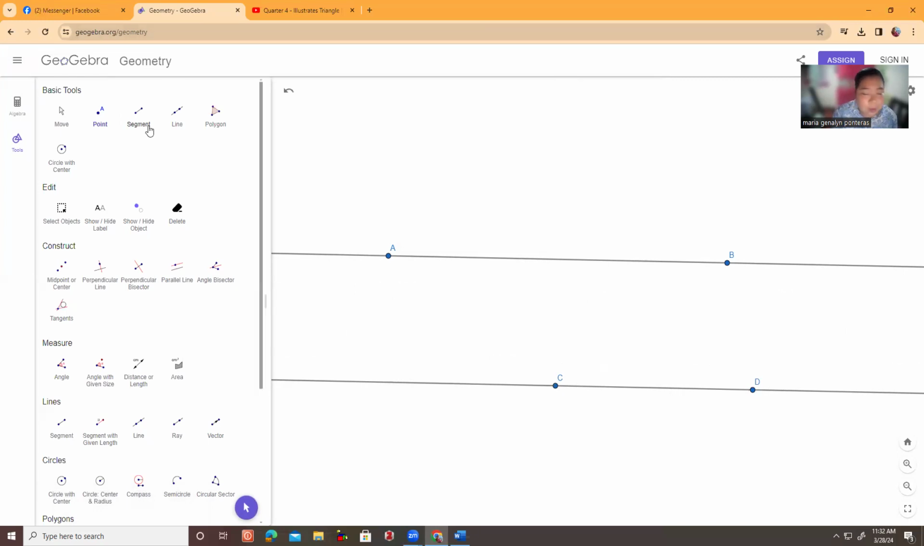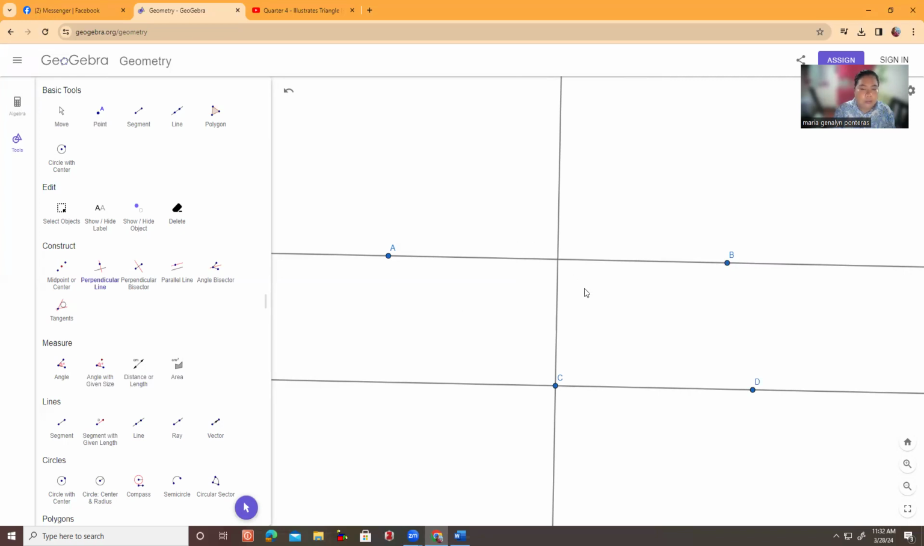And the transversal is perpendicular. Let's combine the one. So we want a perpendicular line. To make a perpendicular line, we select a point and select the perpendicular line tool. Okay, and you want your transversal here. So let's say here. How many angles do we have here? We have here 8 angles.